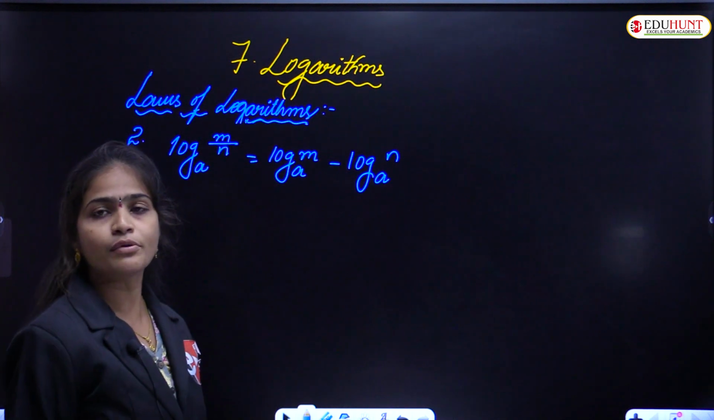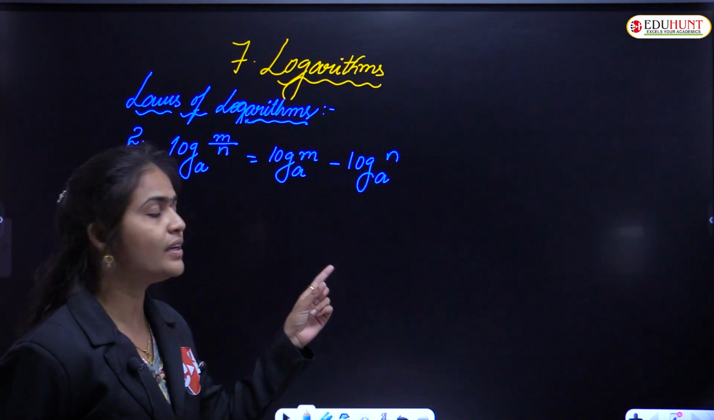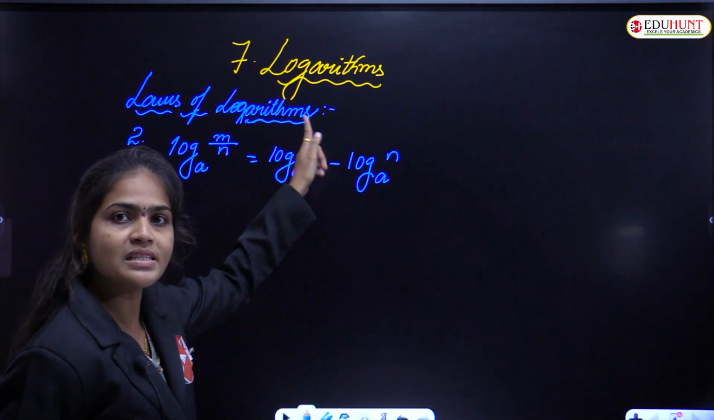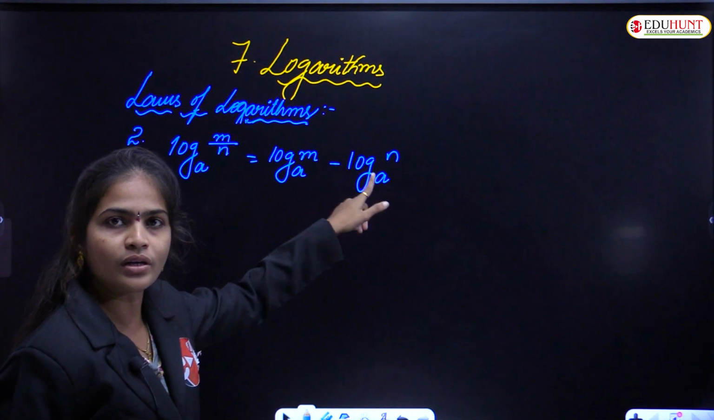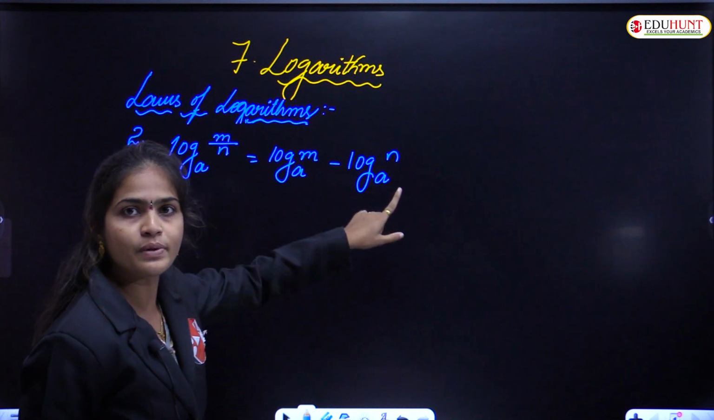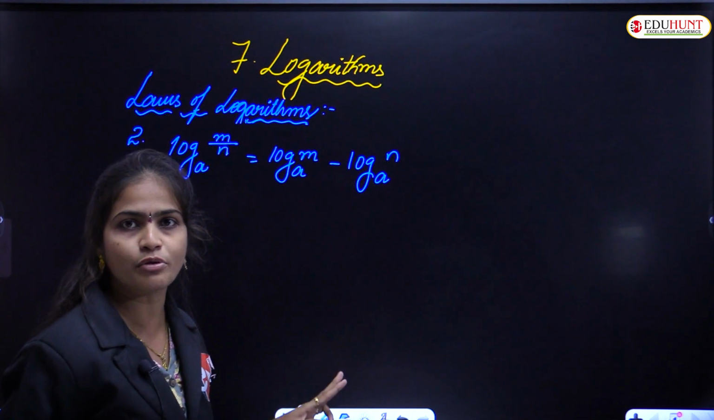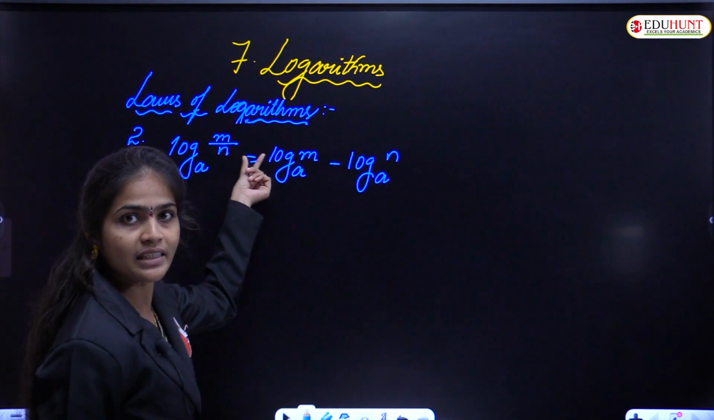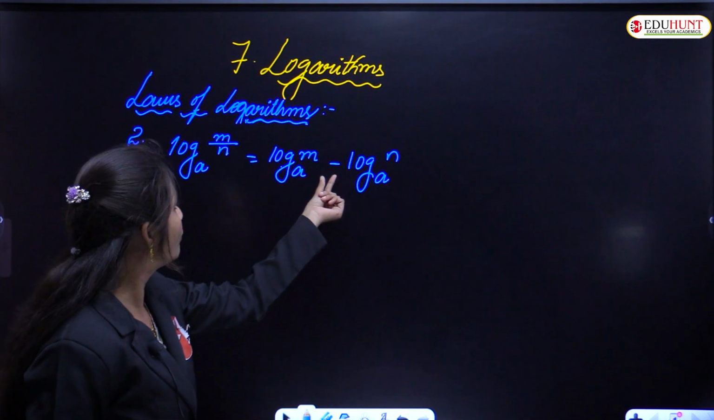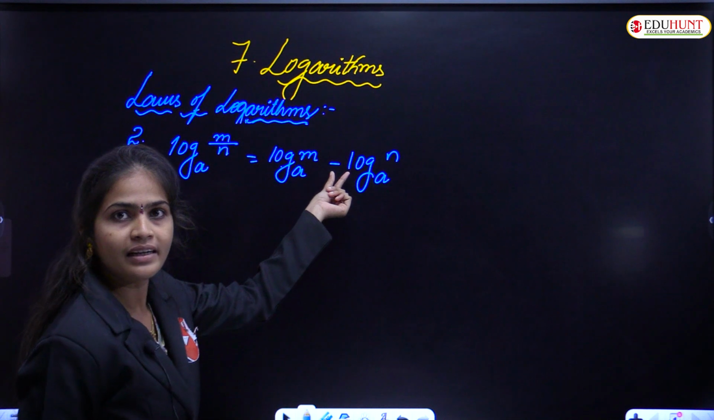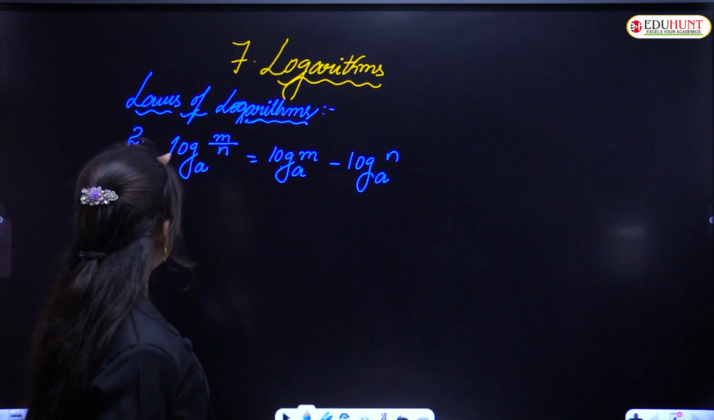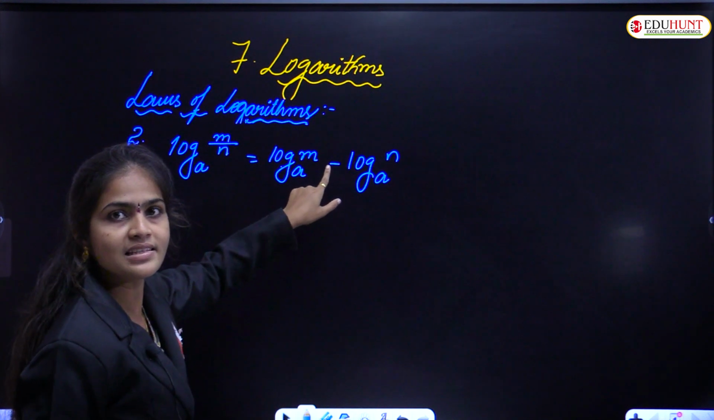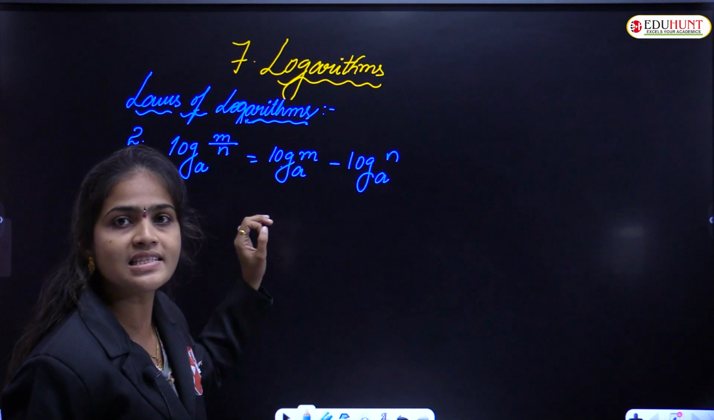Okay children, we have to observe one thing. In the previous law we took the values which are in product. Where product is there, here we wrote addition. Here division is there, that's why subtraction is there. You have to observe that. Product means the values which are in multiplication form, then what symbol will come here? Addition symbol will come. And here division is there, so what symbol will come in the middle? That is subtraction. Okay, this is the second law.